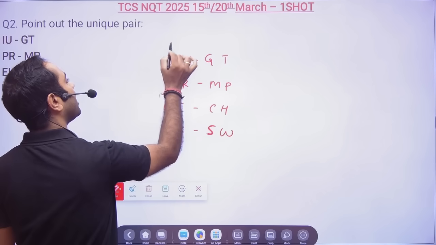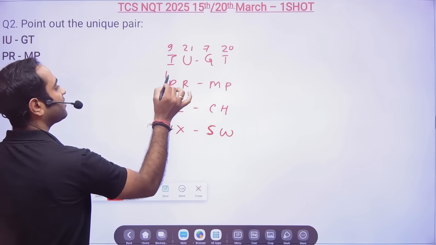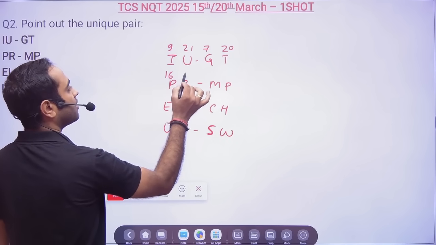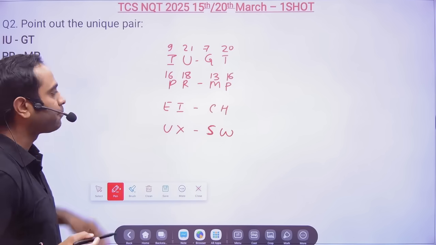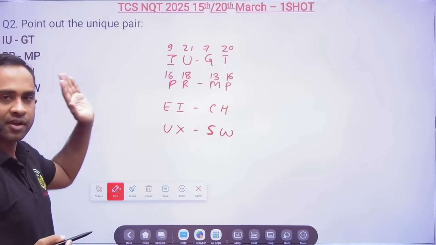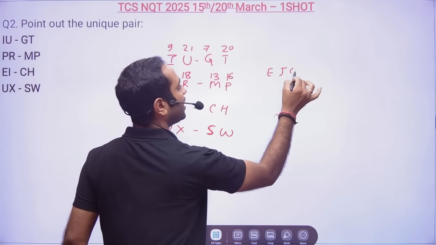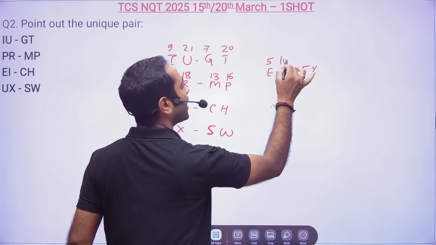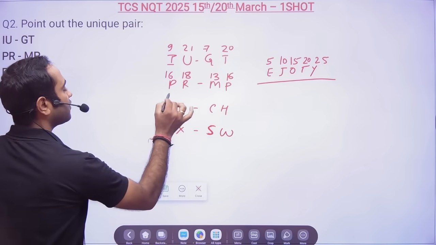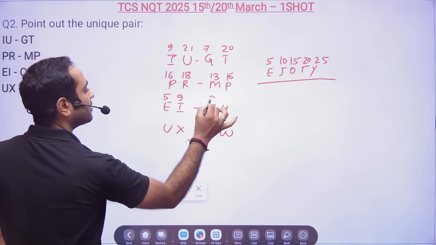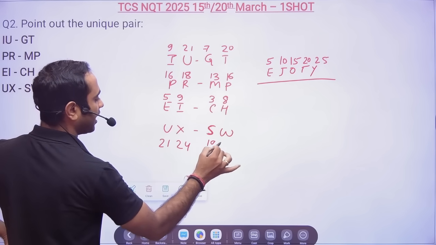So I is 9, U is 21, G is 7, T is 20, P is 16, and R is 18, and then M is 13, and P is 16. You need to remember the position of these alphabets. So A is 1, B is 2, C is 3, and also I had told you, EJOT will be nothing but 5, 10, 15, 20, 25. Good. Now E is 5, I is 9, C is 3, and H is 8. And U is 21, X is 24, S is 19, and W is 23.